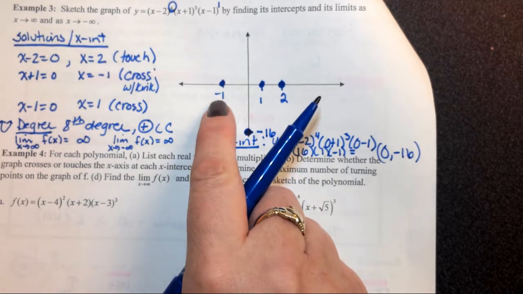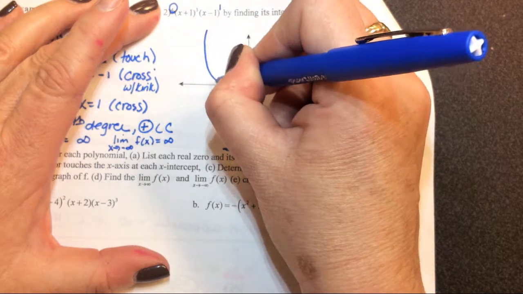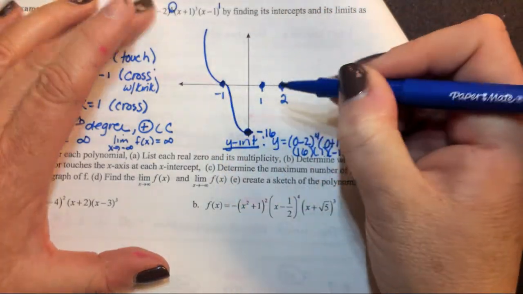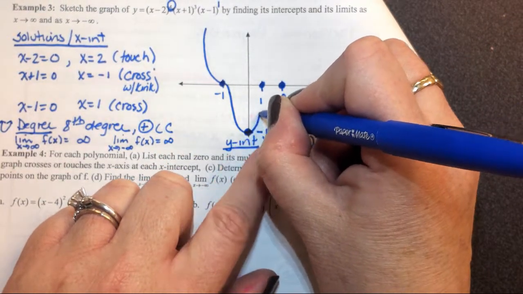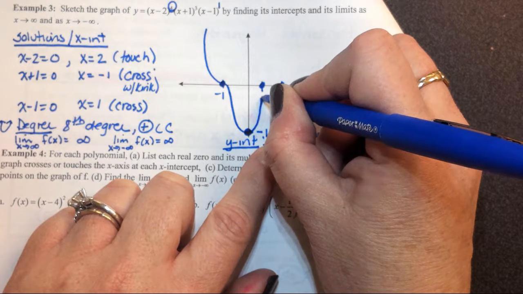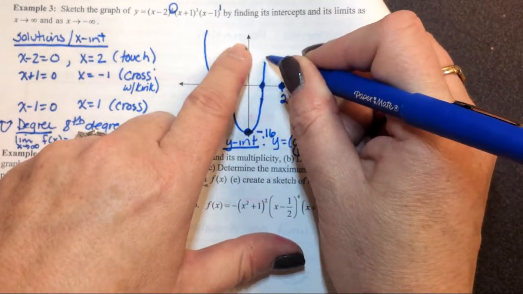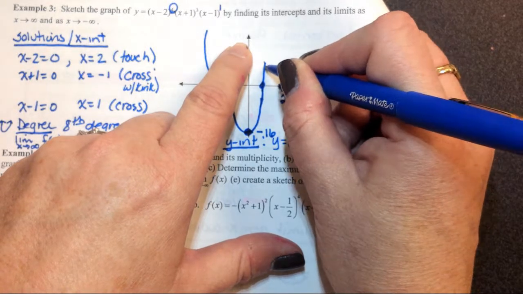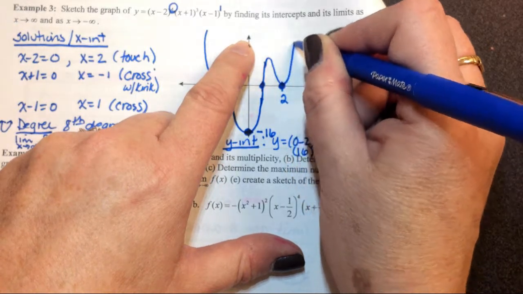So now remember, at negative 1, it's going to cross with a kink. So what I mean by that kink is this. It's going to kind of do a little kink there at negative 1. Go down to negative 16. We know it has to cross over the y-axis at negative 16. It's going to come back up, cross over at 1. We have no idea how high this is going to be. So there's going to be variations in all of our graphs here. So we know it's going to have to go up and then come back down, touch at 2, and then go back up.